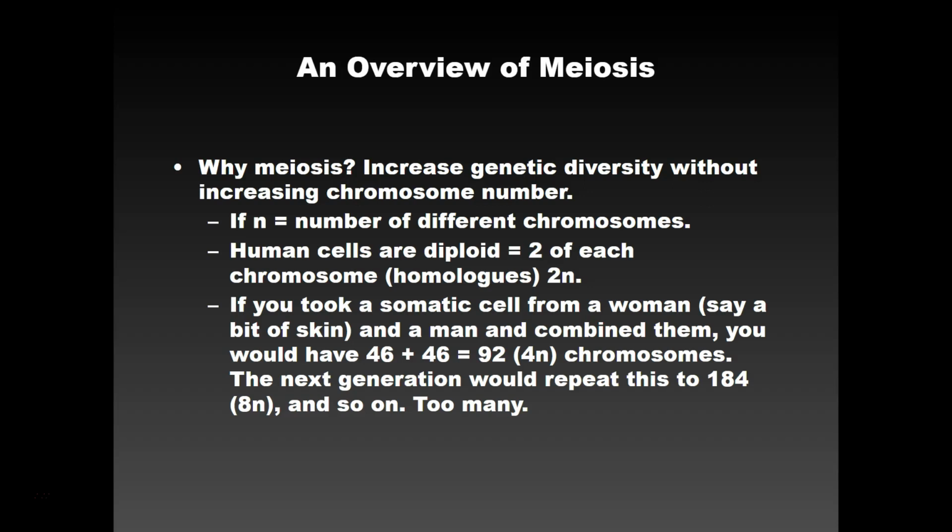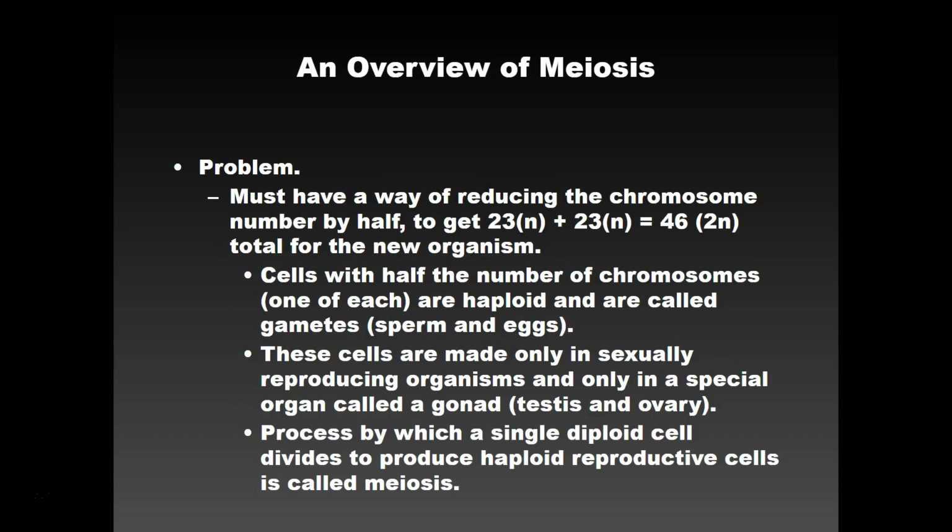Okay. If you repeated this process, and that 4N person had kids, there would be 8N equals 184. And that number would just continuously increase forever. And we would just wind up with people that had thousands and thousands of chromosomes, and I'm sure you can see why that would not work. So what you have to do is you have to decrease the number of chromosomes before you reproduce. And the way that we do that is using meiosis. Okay? We reduce the number of chromosomes using this process of meiosis.